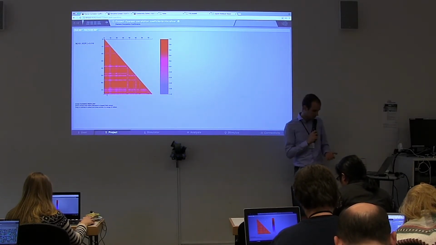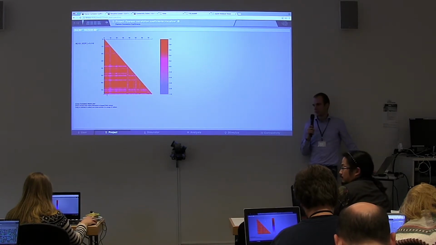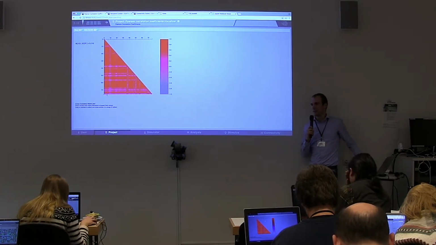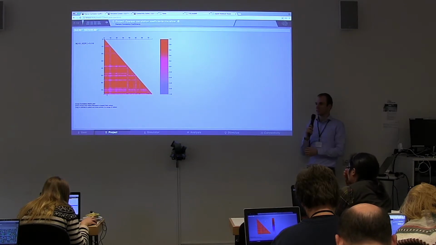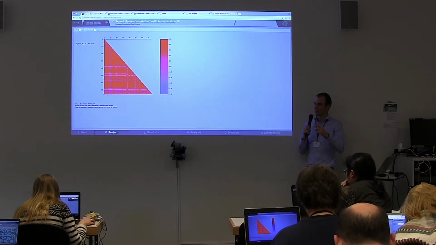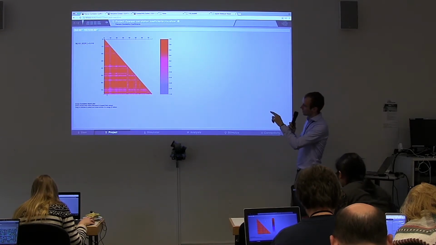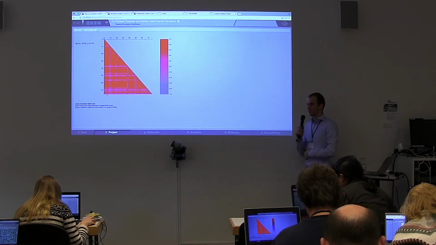So what correlation are we looking at? The correlation coefficient between the time series of the regions. Each entry is the correlation coefficient of a region pair.